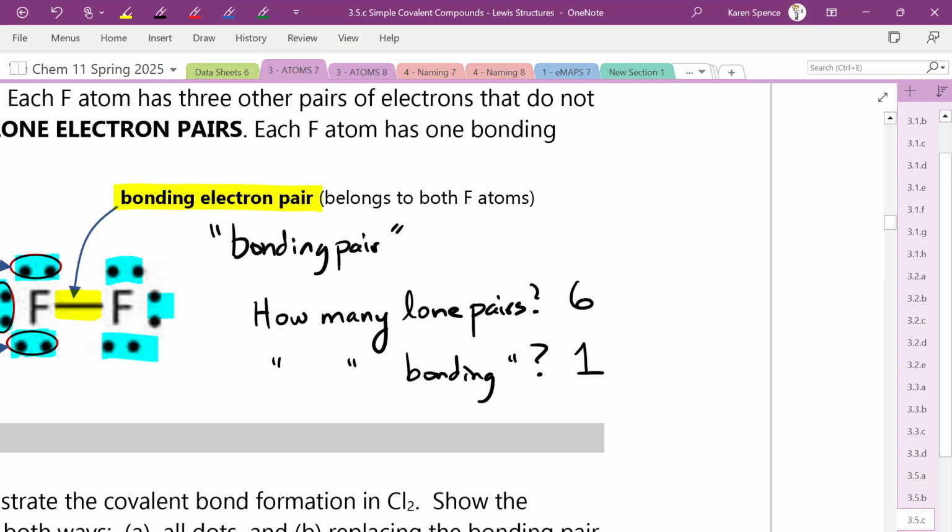And so that would be, in total number of electrons, 12 electrons and 2 electrons, which gives us a grand total of 14 electrons, which makes sense because each fluorine brought 7 electrons. So 7 plus 7 is 14. So the number of electrons in the structure has to equal the number of electrons that each atom brought to the game. Okay, so the total number of valence electrons has to equal the number of electrons in the structure.